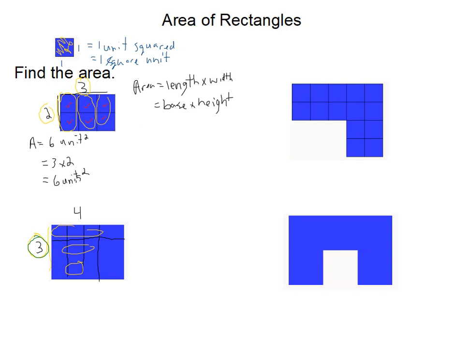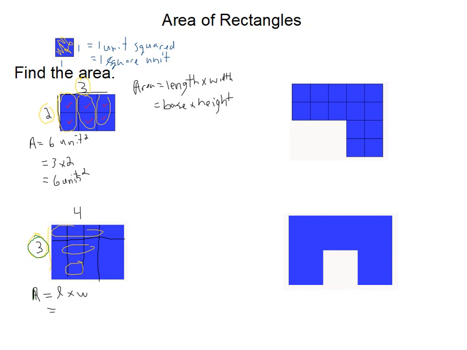So the area in this case is just equal to the length times the width, or the base times the height. So I'm just going to write that as LW for length times width. You might even want to stick a multiplication symbol in there. So L times W, and then actually write it out.